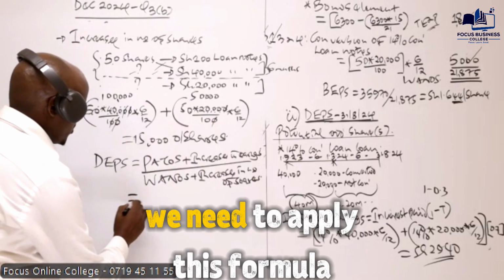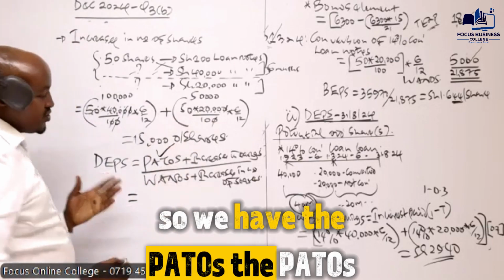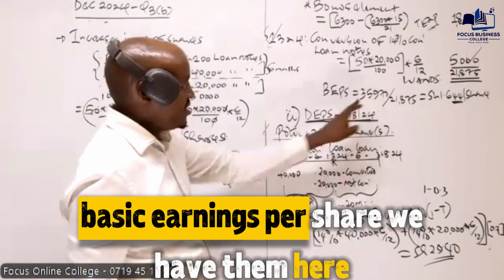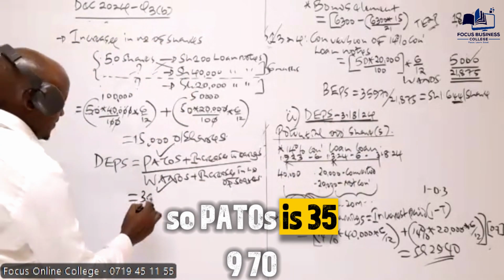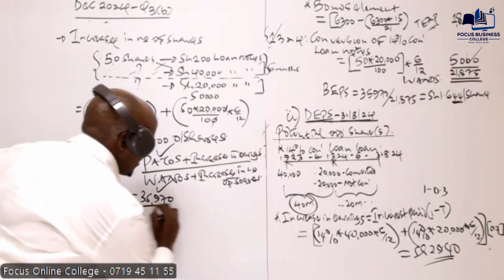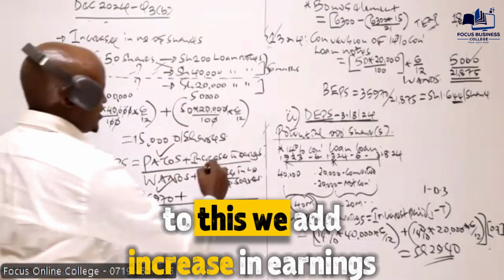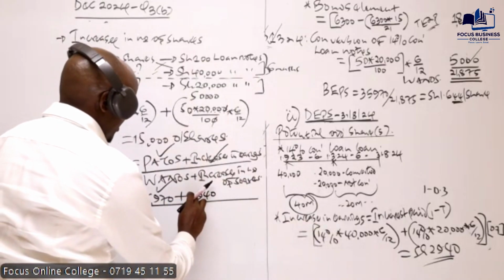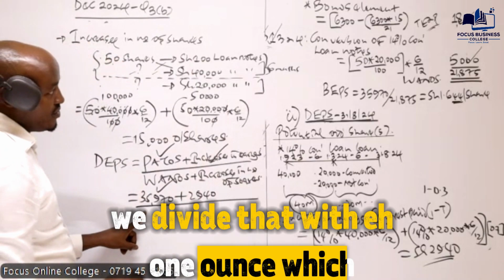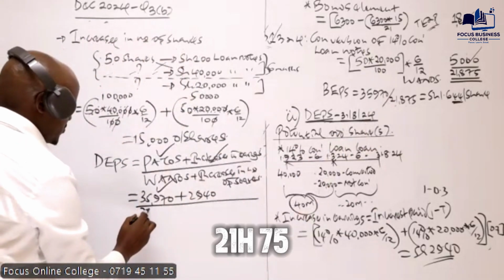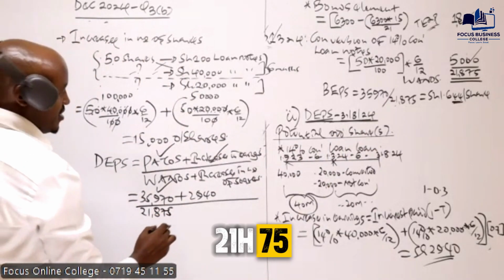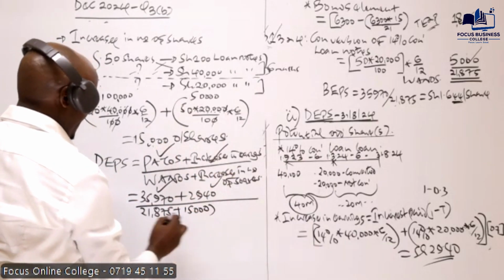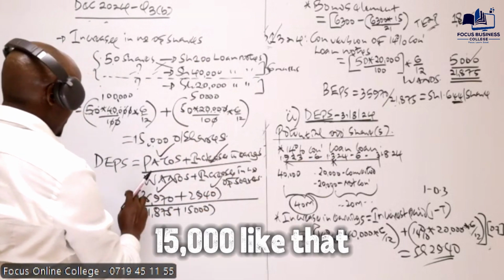So we need to apply this formula. We have the PATOS, the one used in the computation of basic earnings per share. PATOS is 35,970. To this, we add the increase in earnings that you have computed here, 2940. We divide that with the weighted average number of shares, which we have here, 21,875. And then to this, we add the increase in number of shares, this one, 15,000.